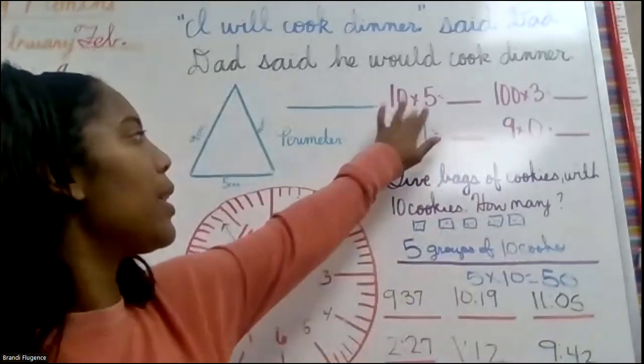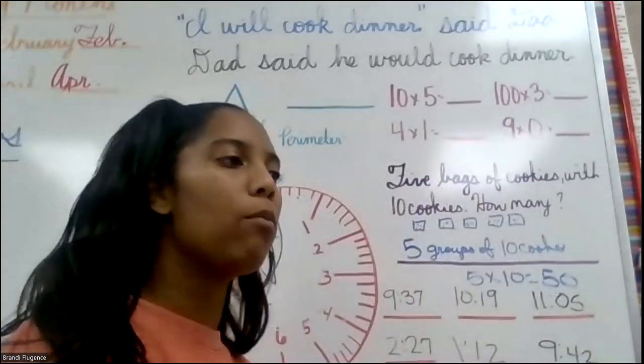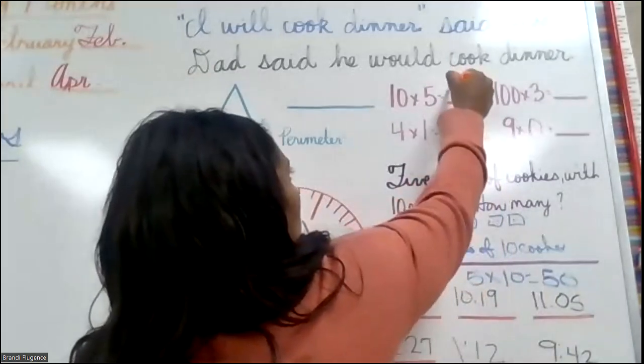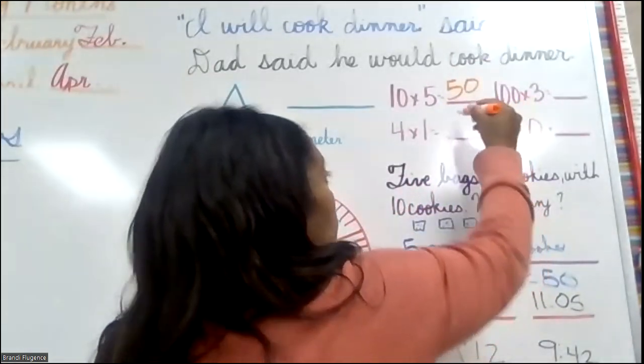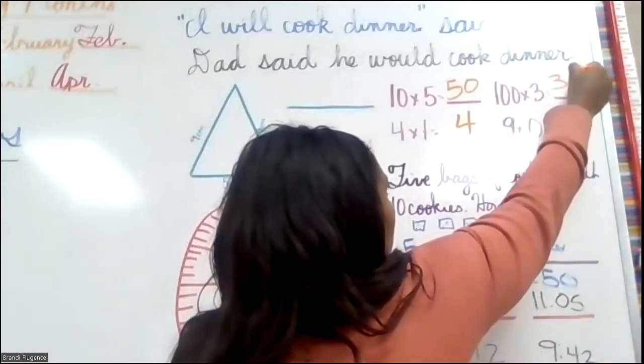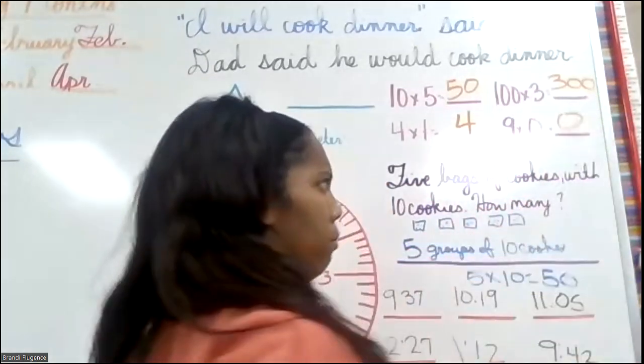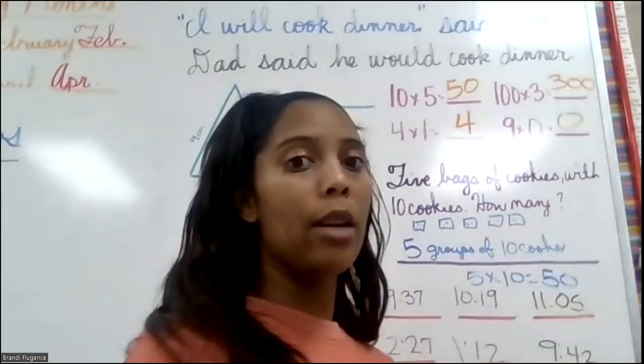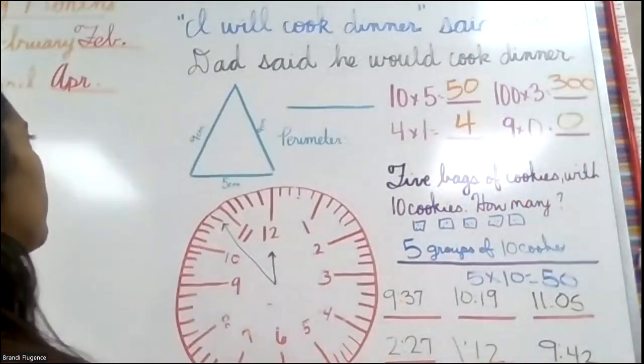All right, next we have 10 times 5. What would 10 times 5 be? 50. 4 times 1? 4. Anything times 1 is that number. 100 times 3? And 9 times 0? 9 times 0 is 0. Anything times 0 is 0.